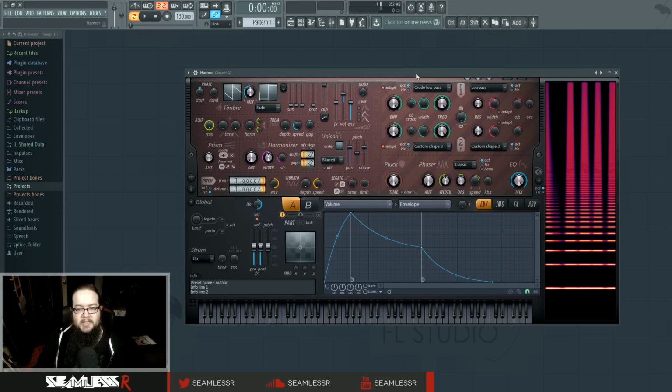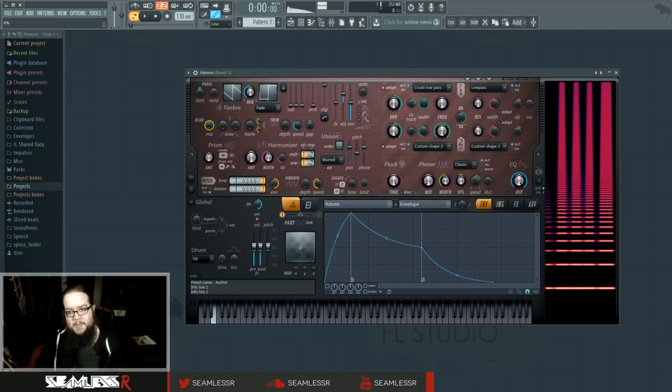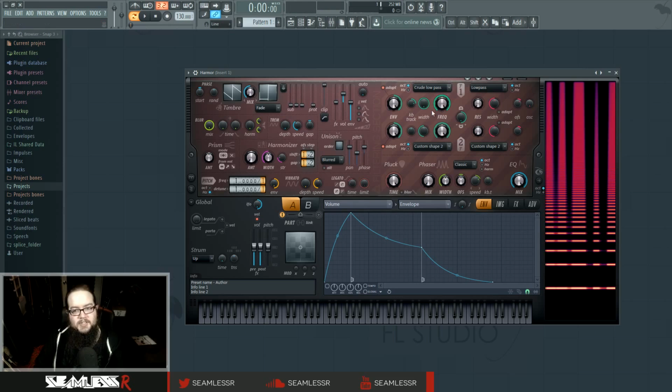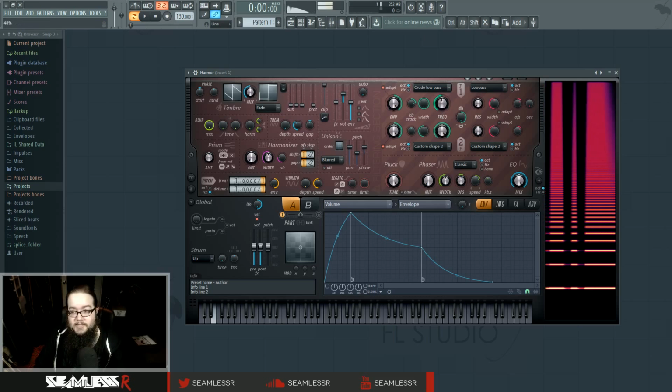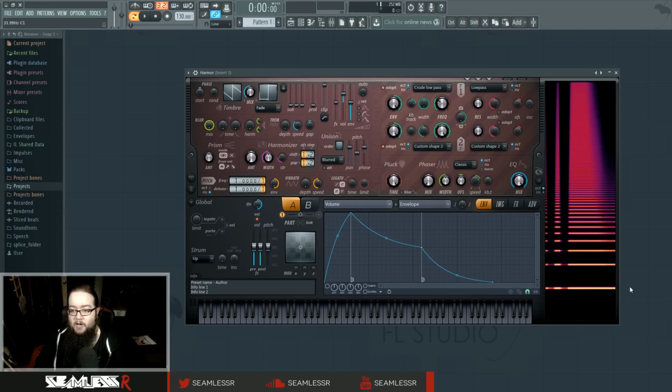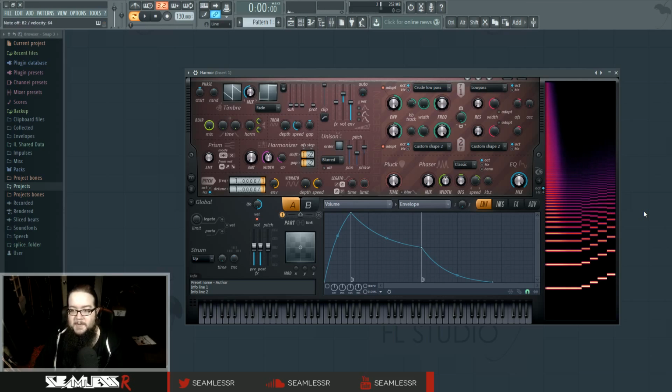And you might be thinking, well, what is the difference between what that's doing and what this is doing? This is only looking like it's doing it. Really, what this is doing is Harmor is playing all these harmonics. We're looking at the visualizer, and the visualizer is showing us the information that it's sending out to be played. It's not actually something that's happening in post. What we're seeing is that when I hit those notes, it told it to play these things.